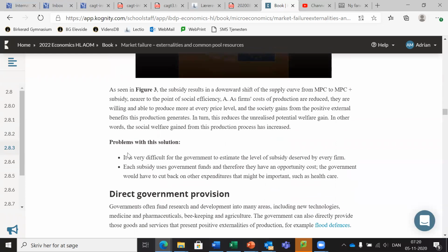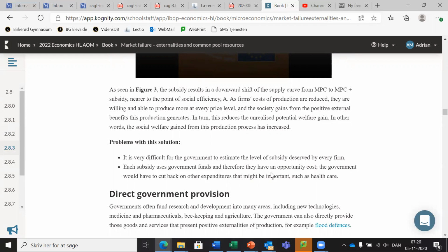So for subsidies, a problem is that it's difficult to estimate the level of subsidy deserved by every firm. Some beekeepers might be really bad at it and very wasteful. Do we give them subsidies? Each subsidy uses government funds and it has a cost. This is very important when you're talking about subsidies. It has a direct cost. The government has to pay money out. So it's not for free.